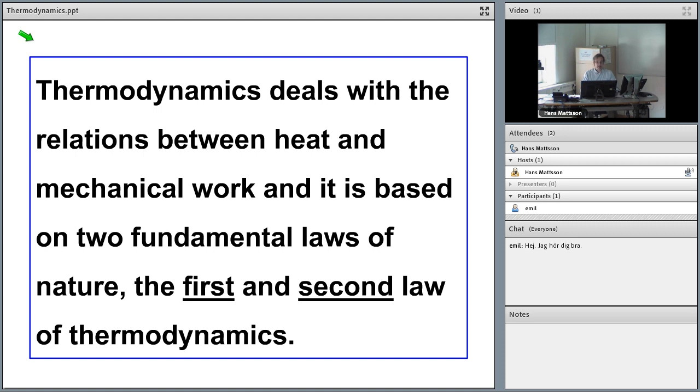Thermodynamics deals with the relations between heat and mechanical work, and it is based on two fundamental laws of nature, the first and second law of thermodynamics. These two laws are so fundamental that more or less everybody believes that they are true. So it's not something that we should violate when we develop our own constitutive models, because it could be very hard to argue that these laws are wrong in any way.